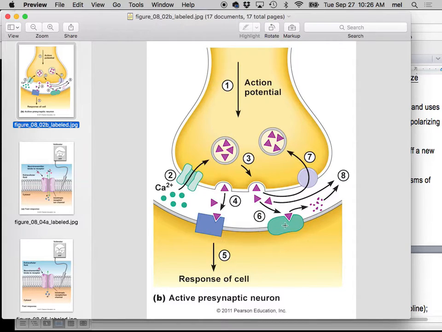So the first way is just the simplest way. Just let it diffuse away. That's number 8 that you're seeing right there. Okay, that is fine as long as you're really not dependent on a lot of frequency stimulation, so that you can just let it diffuse away.